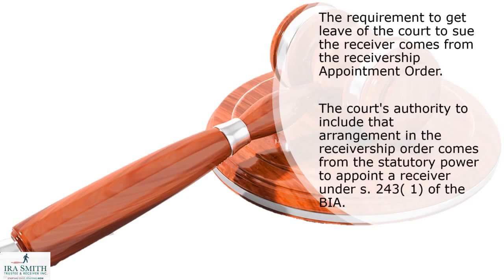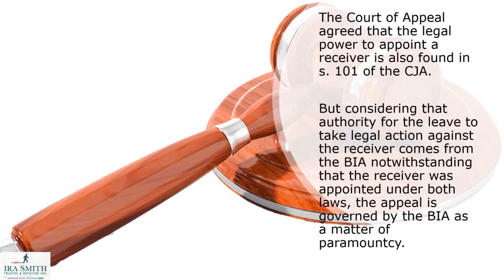The Court of Appeal agreed that the legal power to appoint a receiver is also found in S. 101 of the CJA. But considering that authority for the leave to take legal action against the receiver comes from the BIA, notwithstanding that the receiver was appointed under both laws, the appeal is governed by the BIA as a matter of paramountcy. Therefore, the Court of Appeal for Ontario dismissed the applicant's appeal and awarded costs against them.